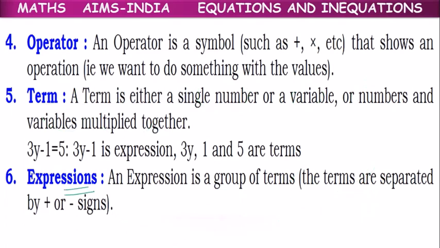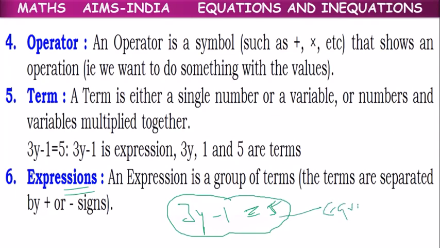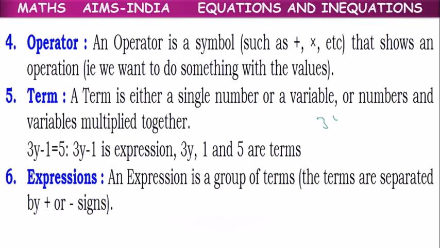Next one, expression. In 3y minus 1 equals 5, the total is called an equation, but in this, only 3y minus 1 is a combination, a group of terms combined with a mathematical operator like plus or minus. 3y plus 1 and 3y minus 1 are examples of expressions, a group of terms combined by a minus or plus operator. These are considered expressions.